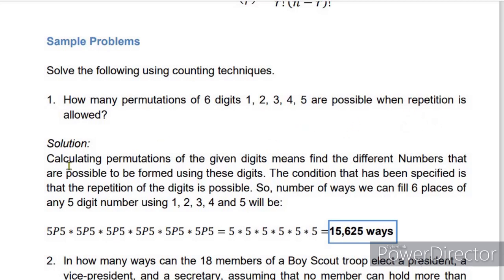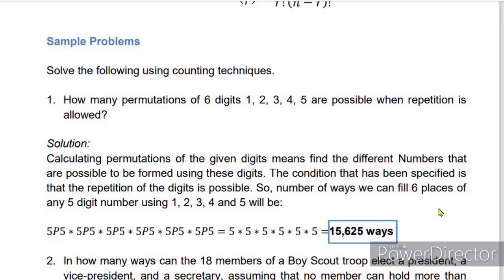For the solution, calculating permutations of the given digits means finding the different numbers that are possible to be formed using the digits. So we will find how many ways we can arrange them. The condition specified is that repetition of digits is possible. So when you see a condition that repetition is allowed, this is the formula we will use.